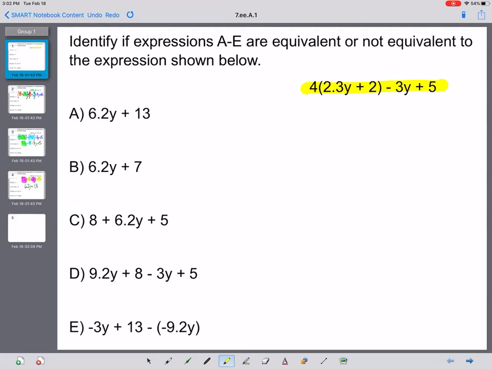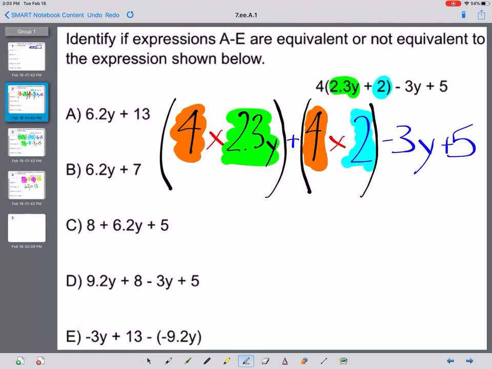In this scenario, we're going to use the distributive property, and that means that we are going to take this 4 and multiply it against 2.3y and also against 2. Then we're going to leave this other piece of the expression alone for a little bit. So this is what it would look like broken out.